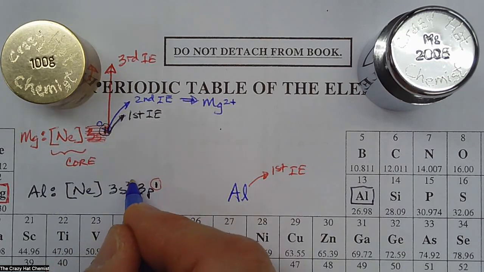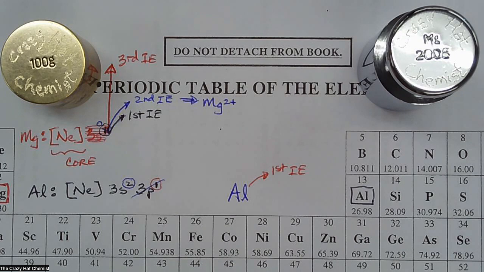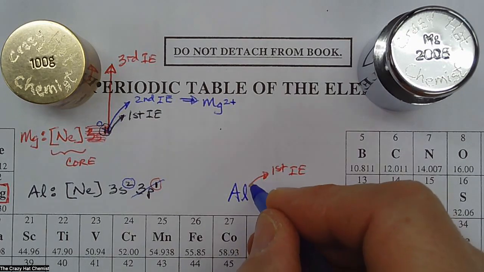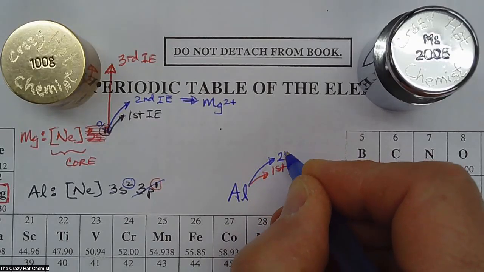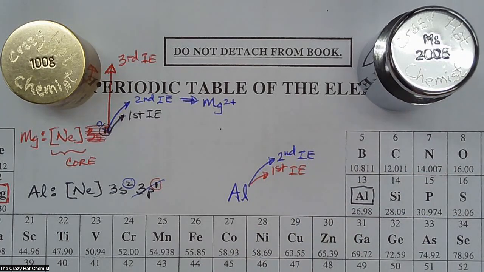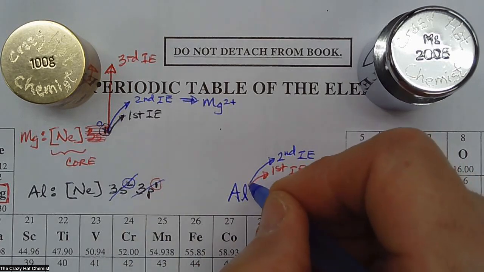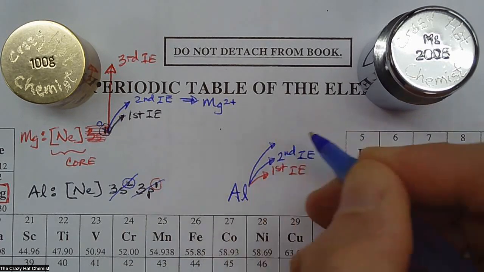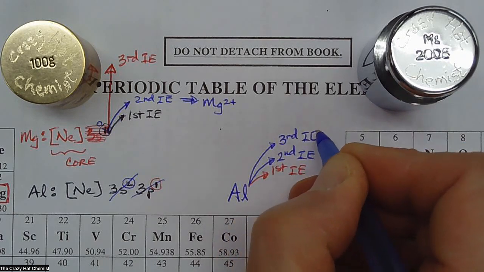Then the second ionization energy is one of these electrons, since all of this 3p shell has been removed. And so the second ionization energy is higher than the first. Why? The effective nuclear charge has increased. Then the third ionization energy is going to finally remove both of the last electrons in this shell, and that ionization energy is going to be higher than the second, so third ionization energy for aluminum.